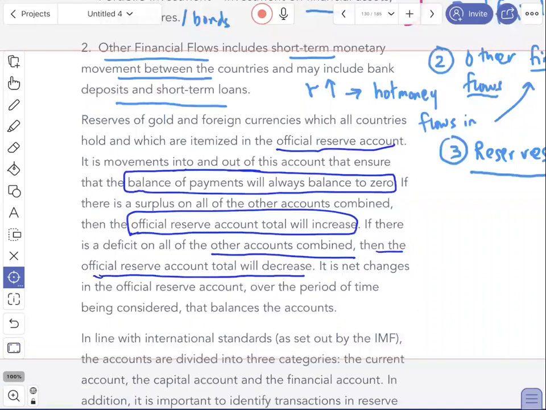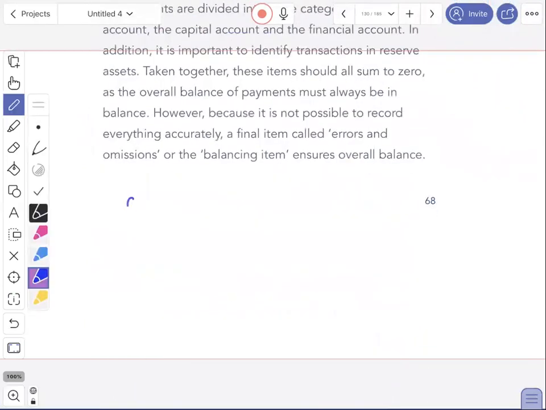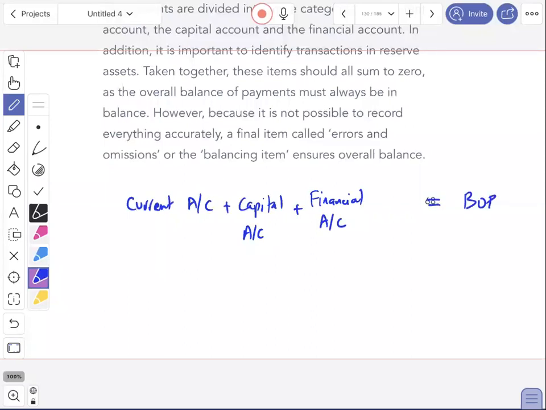Now, I want to wrap this discussion up very quickly. So when we say your current account plus your capital account plus financial account is equal to your balance of payment, we add one more section here. It's called errors and omissions. What are errors and omissions?